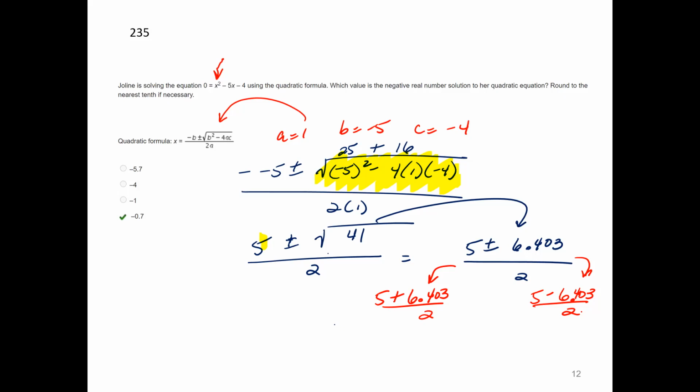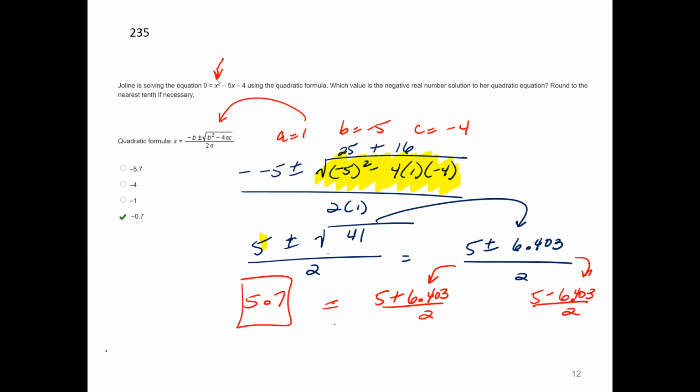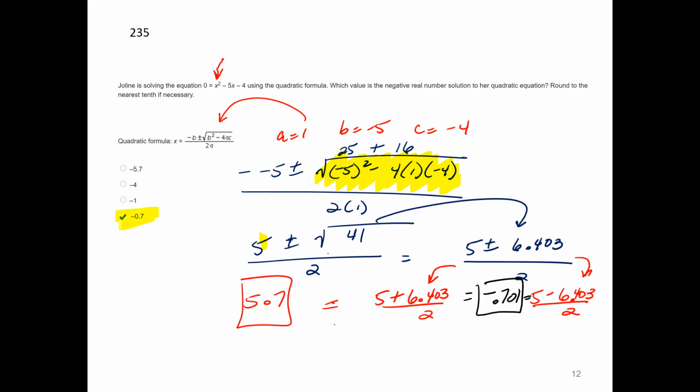Okay, so then looking at this here, 5 plus that number divided by 2 is going to give you a 5.7. Well, guess what? None of those match. So let's try the other one over here. 5 minus 6.403 divided by 2. Guess what? That's going to give you a negative 0.701. And does that match one of the answers? Yes, it does. It's this one right here. And that is how you find question number 235.